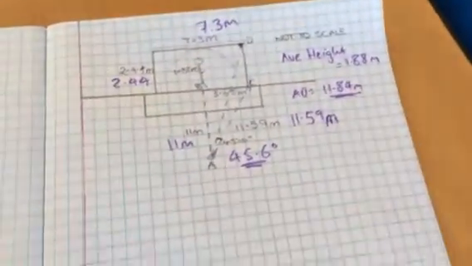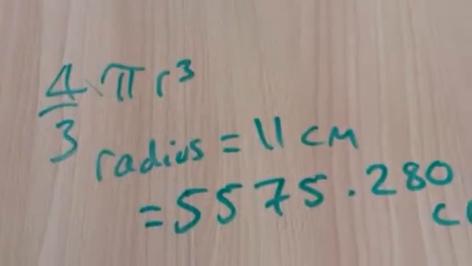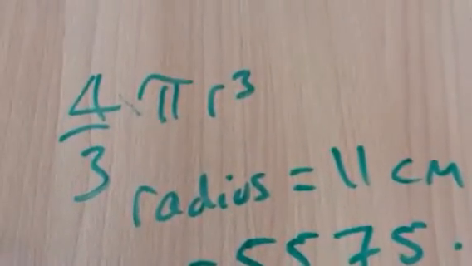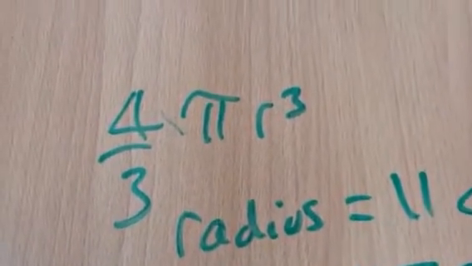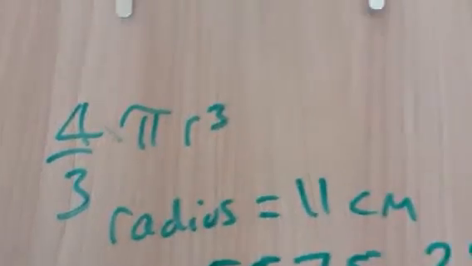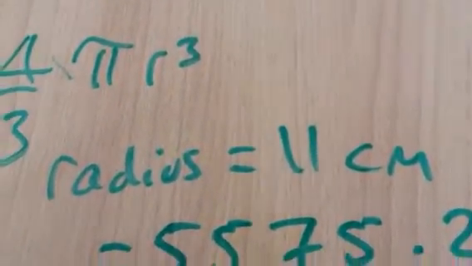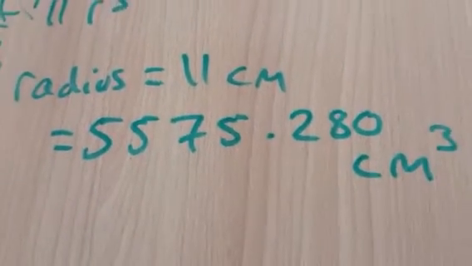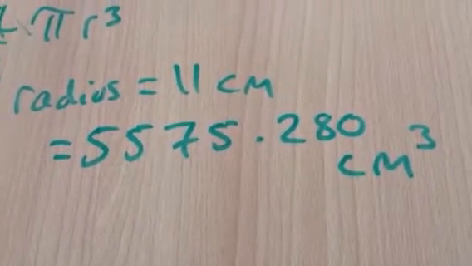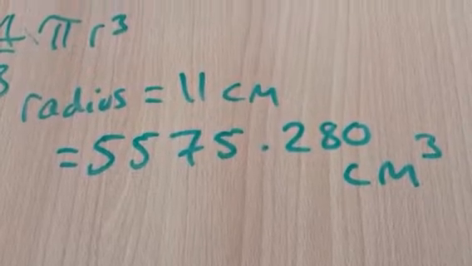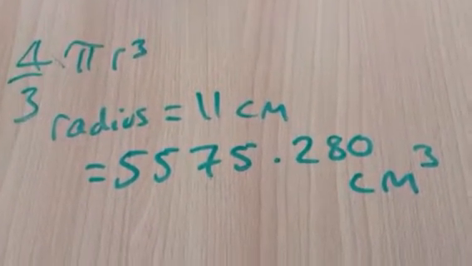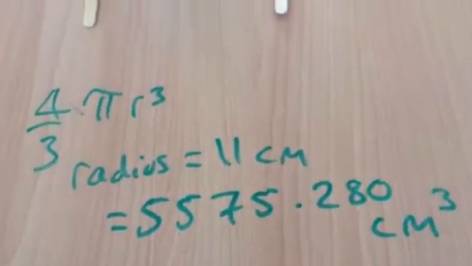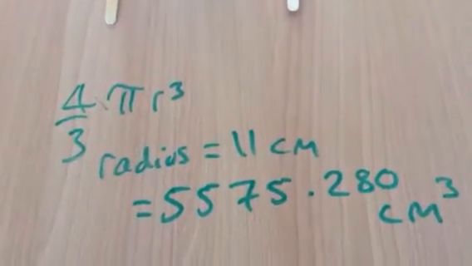Fantastic. The last thing we thought about that might be a higher GCSE question would be the volume of the ball. We know that the formula for the volume of a ball is 4/3 pi r cubed. And we found out that the radius of a standard World Cup football is 11 centimeters, and found 5,575.280 centimeters cubed. So that's the volume of the football they're kicking. So there's some 3D trigonometry, 3D Pythagoras, and volume of spheres.